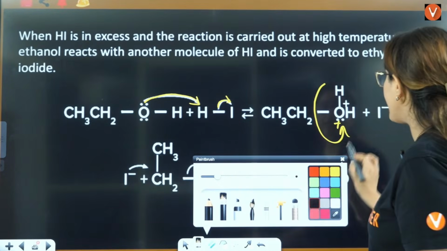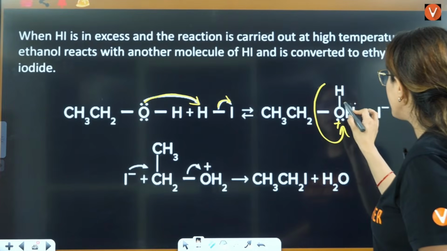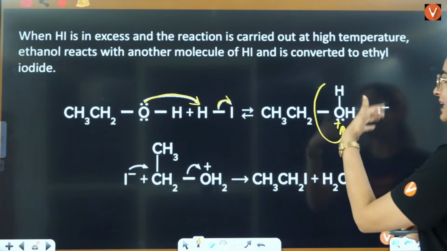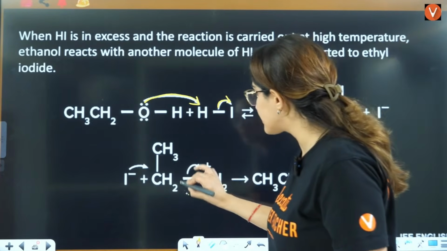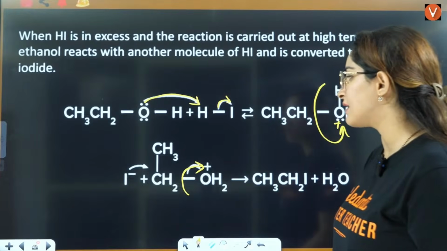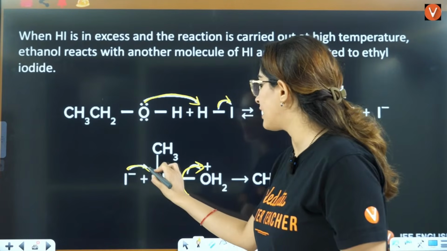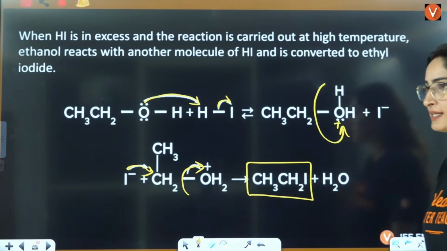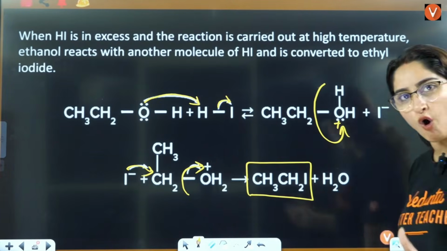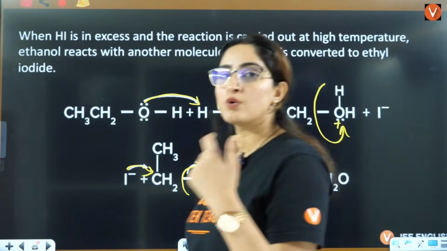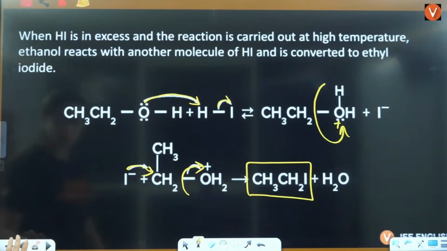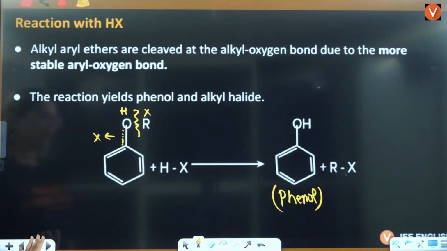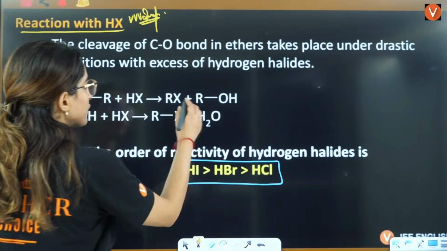So oxygen will be like, give me back my electrons. So this will leave, and when this is leaving from this side, the I negative here will attack, and you will have the formation of alkyl halide. The same alcohol that you had is converted to alkyl halide. Here you had the formation of alcohol.